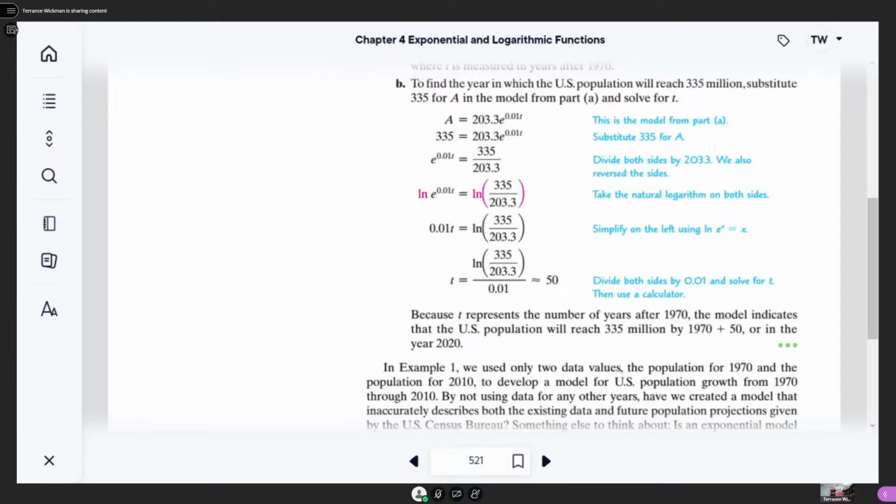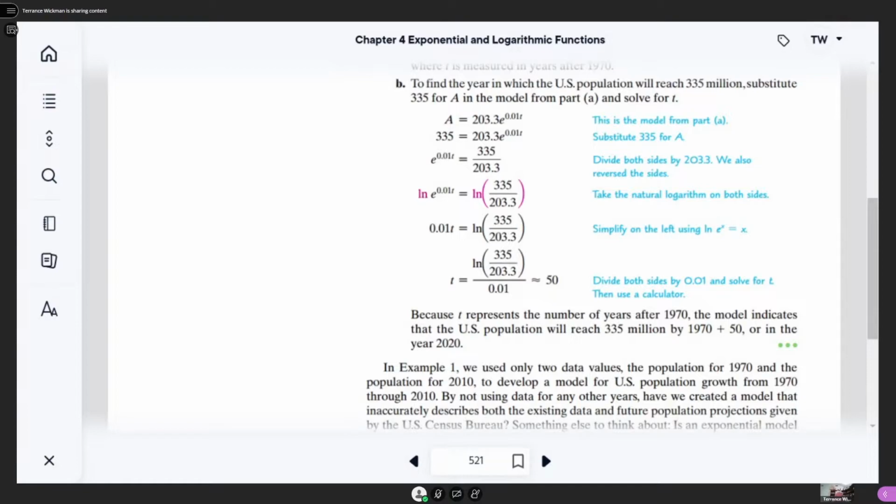And they get 50. Well, 50 is from 1970, so that stands for 2020. But let's see if we can calculate it. Part of this class is not just being able to do that, but understand what it means. The 50 stands for 50 years from 1970. And of course, the population of the world is supposed to be, according to this model, 335 million.